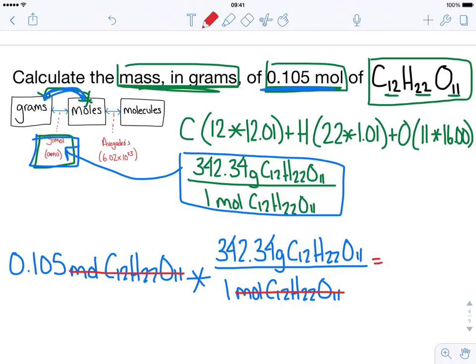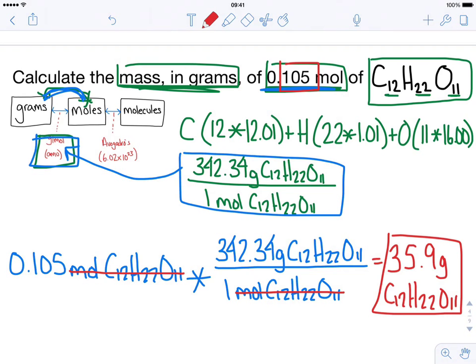And when I do that, the answer that I come up with, keeping in mind significant figures, there's 3 significant figures in this number, so my final answer needs to also have 3 significant figures. So my final answer should be 35.9 grams of C12H22O11. And is that what the question's asking for? Is it asking for grams? Calculate the mass in grams? Yes, it is. So that is my answer for this question.